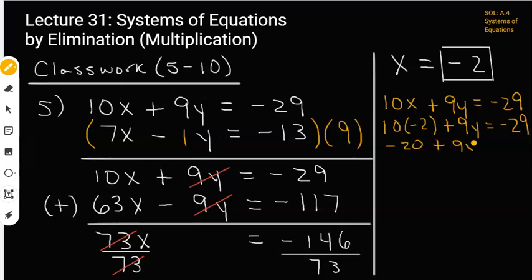And then I have plus 9y equals negative 29. So now there's two more things I have left to do. I've got to get rid of that negative 20 right here, but I've also got to get rid of this 9 at the end. So we're going to add 20 to both sides. We're going to add 20 to both sides, right there and right there.